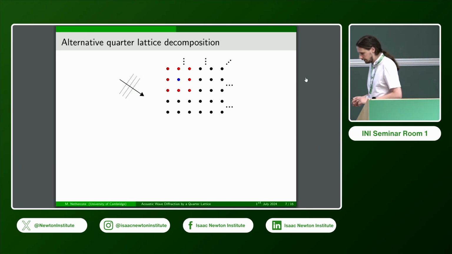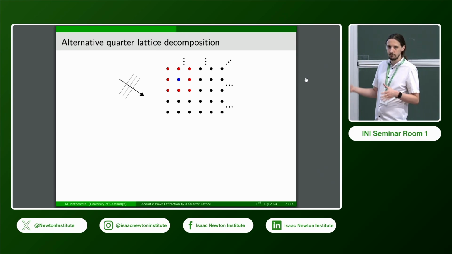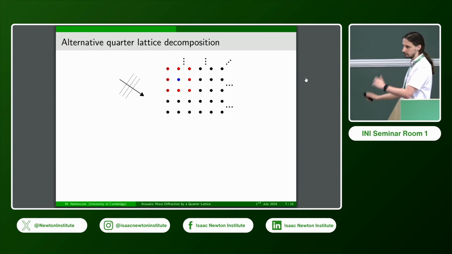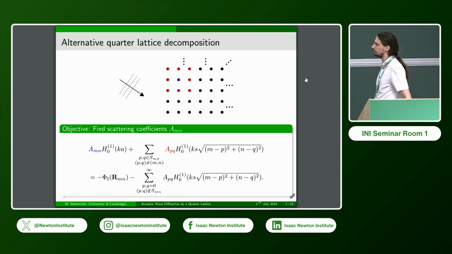So now on to the second method that we're working on. Again, focus on this same blue scatterer, but instead we want to keep the terms associated with these red nearest neighbours on the left-hand side and move all of the others onto the other. And this is the new system of equations that we will get.